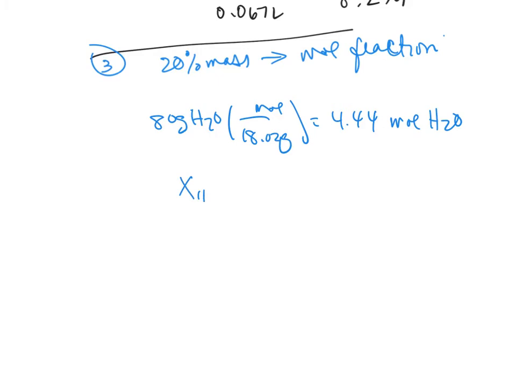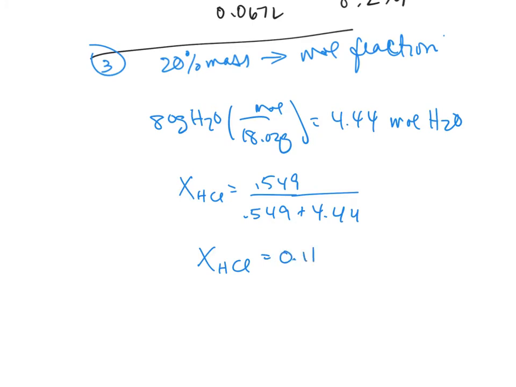So mole fraction of HCl, 0.549 divided by 0.549 plus 4.44. Mole fraction of HCl, 0.11. Do the same for the water, and you're going to get, mole fraction of water would be 0.89. The sum of the two is 1.